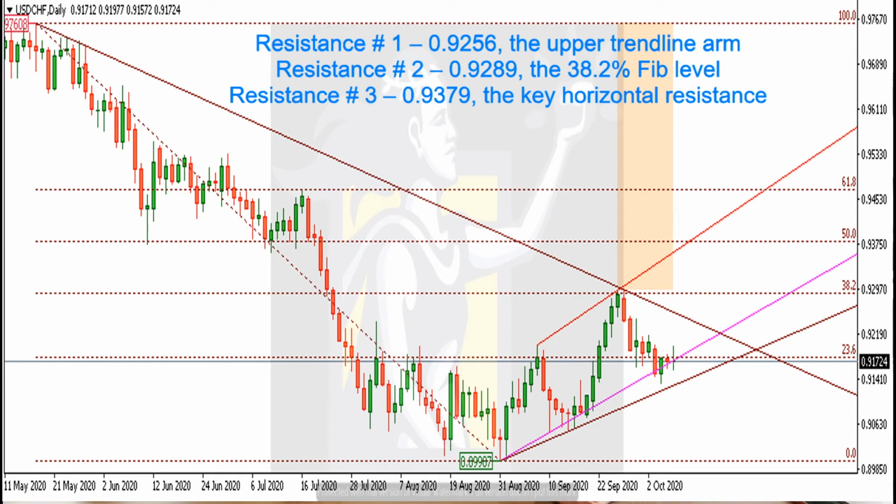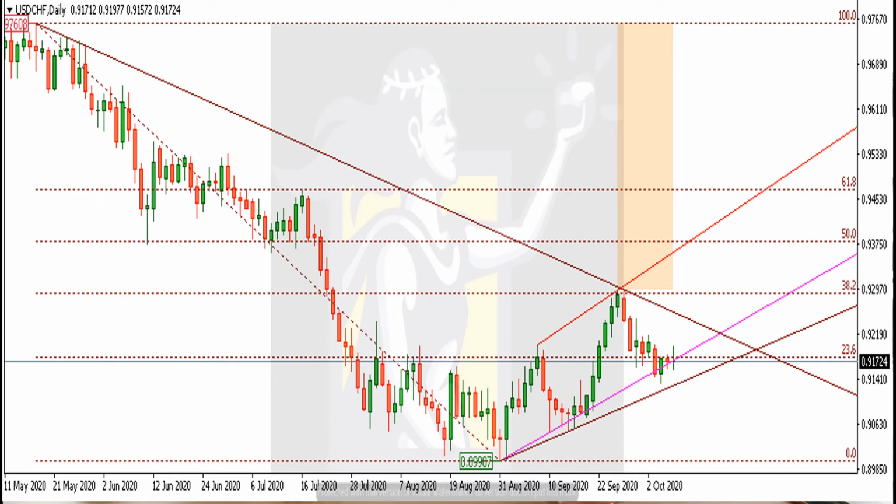Resistance 1, looking at the chart, is 0.9256, which is the upper trend line arm. The second resistance is at 0.9289, which is the 38.2% Fibonacci level. And finally, the third resistance is at 0.9379, which is a key horizontal resistance.